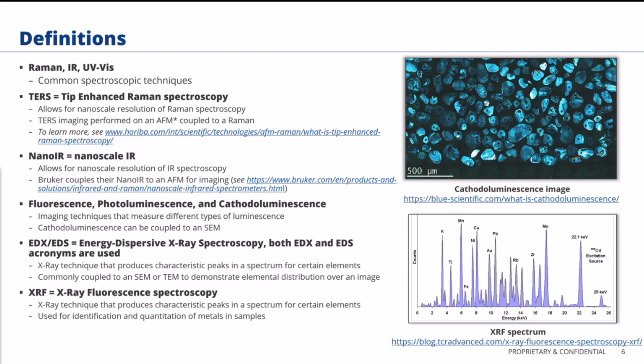Fluorescence, photoluminescence, and cathode luminescence, these are imaging techniques that measure different types of luminescence. Cathode luminescence can be coupled to an SEM. EDX, EDS, these acronyms are interchangeable. They would stand for Energy Dispersive X-ray Spectroscopy. This is an X-ray technique that produces characteristic peaks in a spectrum for certain elements. It's commonly coupled with SEM or TEM to demonstrate elemental distribution over an image.